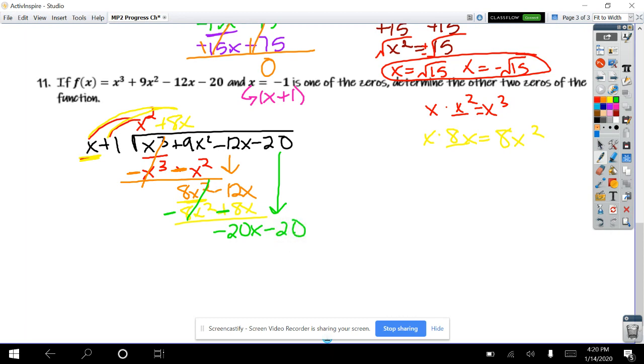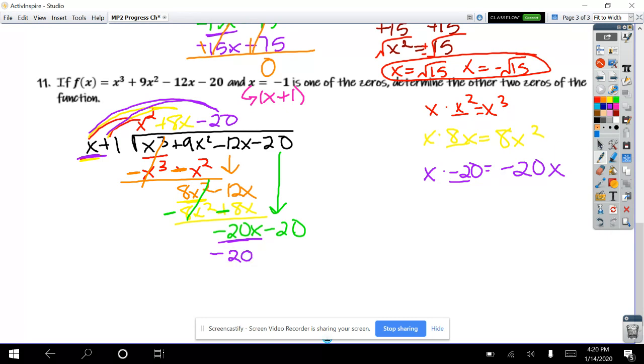I have to figure out x times what gives me negative 20x. Well, that would have to be negative 20. So that's my last term. I multiply both by negative 20. x times negative 20 is negative 20x. 1 times negative 20 is negative 20. And then both become addition because we're subtracting, so the signs switch. These cancel, and negative 20 and 20 also cancel, so you get 0.